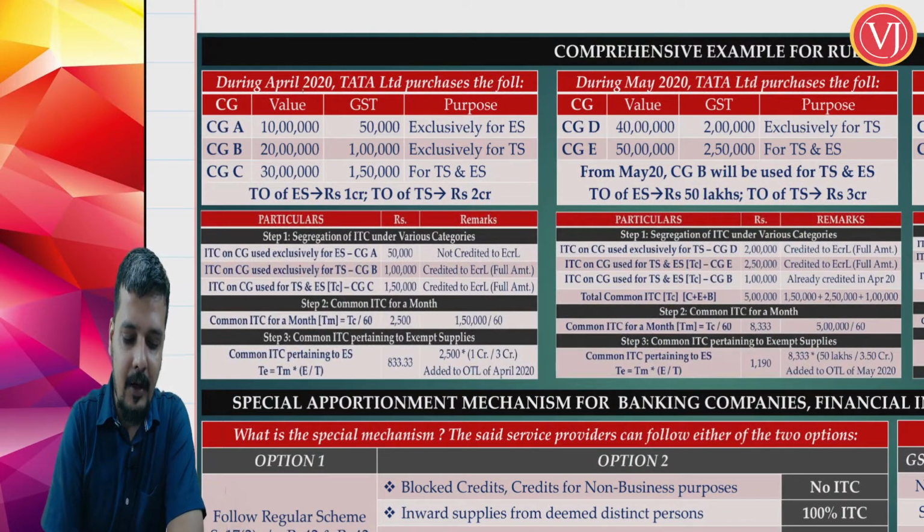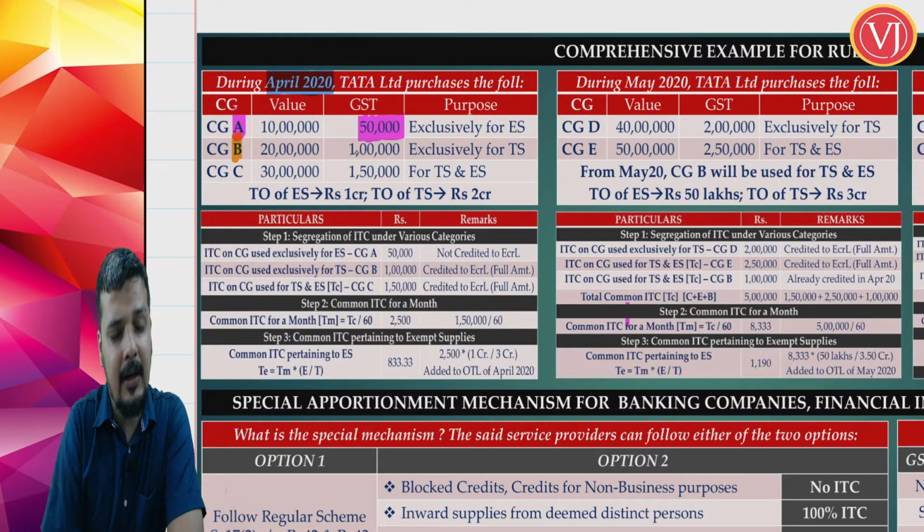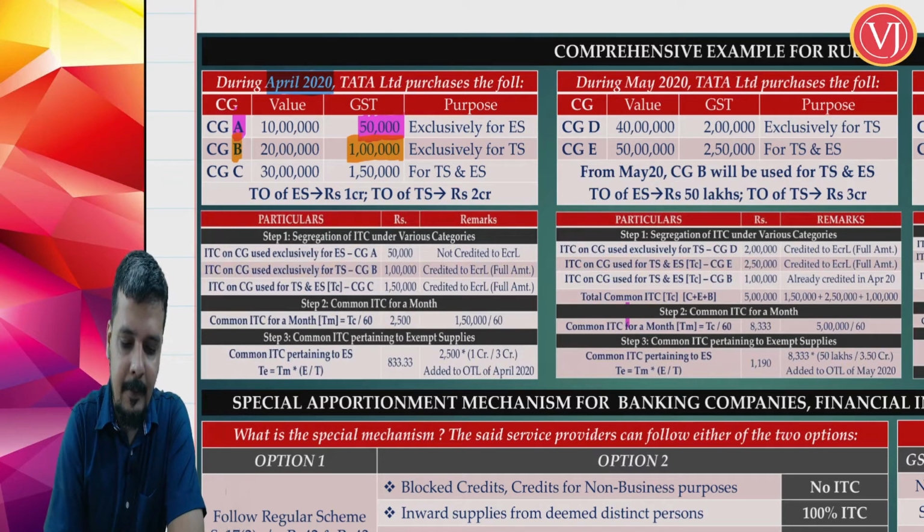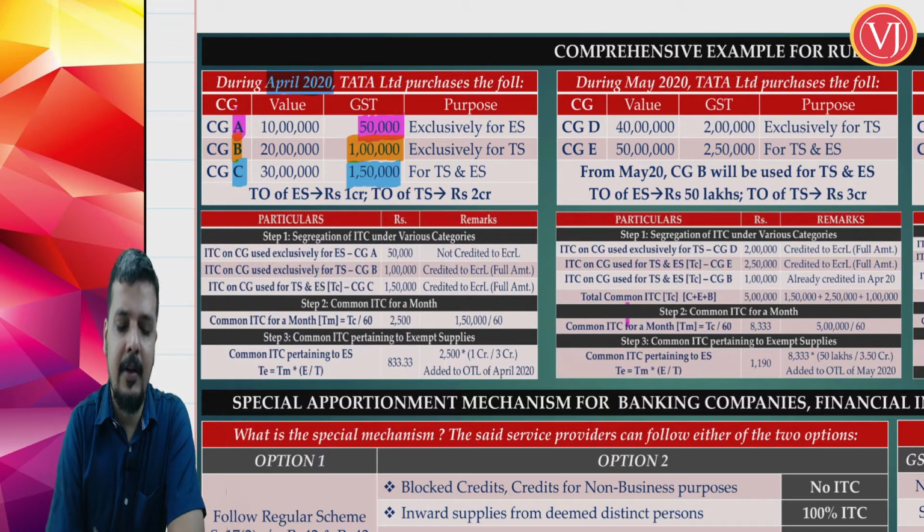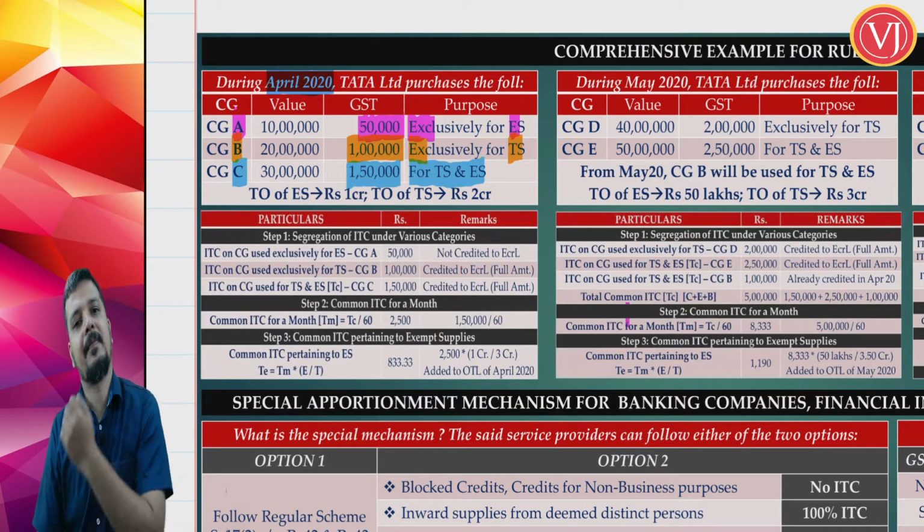Now during April 2020, Tata Limited purchases the following: capital goods A, value is 10 lakh, GST is 50,000. Capital goods B, value is 20 lakhs, GST is 1 lakh. We are focusing on GST. Capital goods C, value is 30 lakhs, GST is 1,50,000. Now, capital goods A was exclusively used for exempt supply. B was exclusively used for taxable supplies. And C is used both for taxable supplies and exempt supplies.